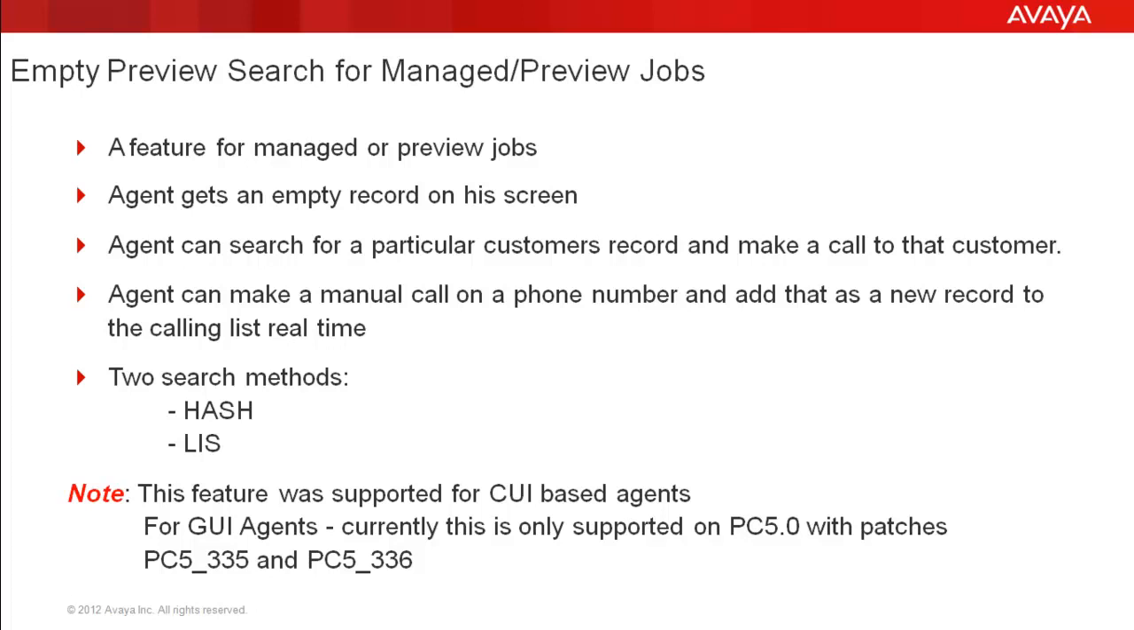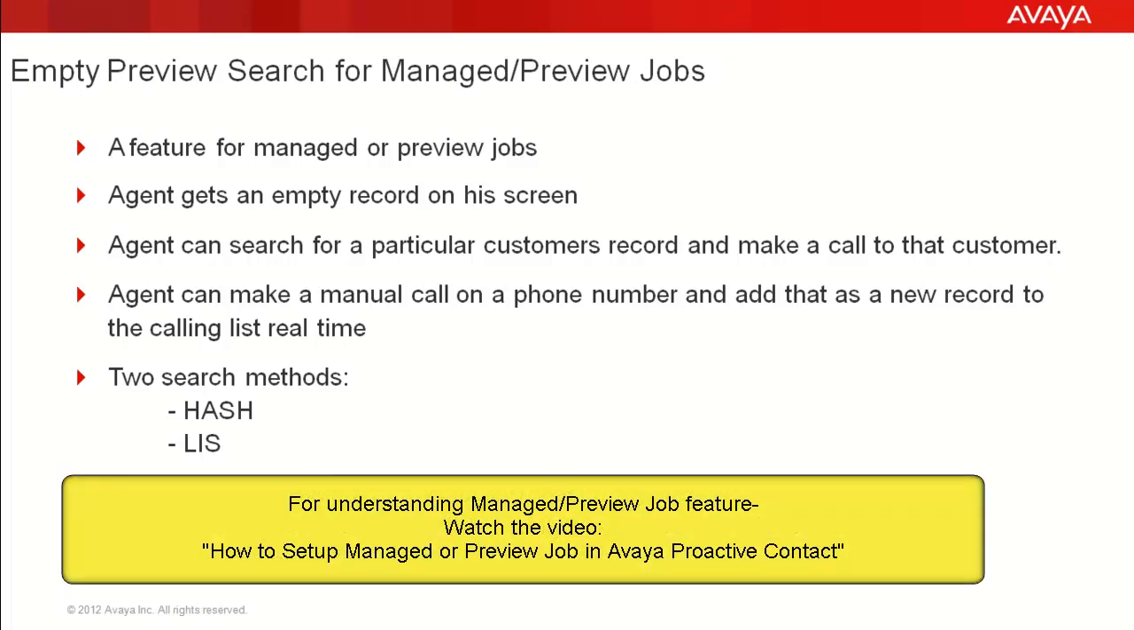Another possibility is that the agent makes a call to the customer's phone number whose record is not present in the calling list, and he can actually save that as a new record in the calling list. We'll talk about the two search methods here, hash and LIS, which are used for this feature. From PC 5.0 with certain patches, that is 335 and 336, this is supported for the GUI-based agent also, for example, a PC agent application. This video assumes that the viewer has the basic knowledge of how a managed job functions. If you first wish to have an understanding of the managed job feature, please watch the video as shown on the screen. Let's start with talking about the configuration on the job side now.